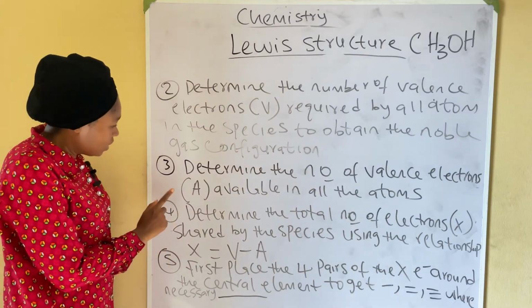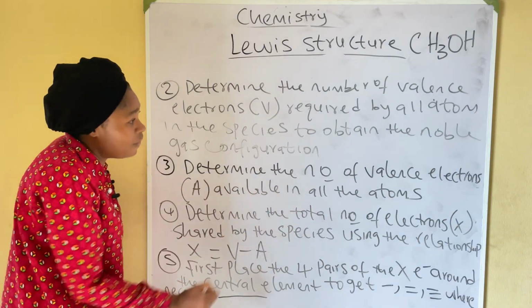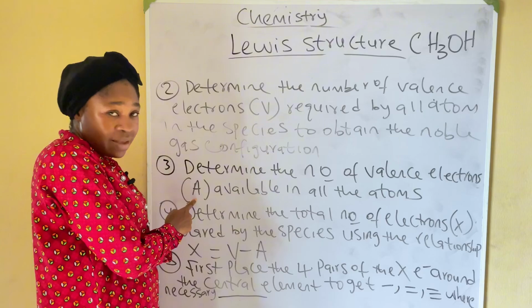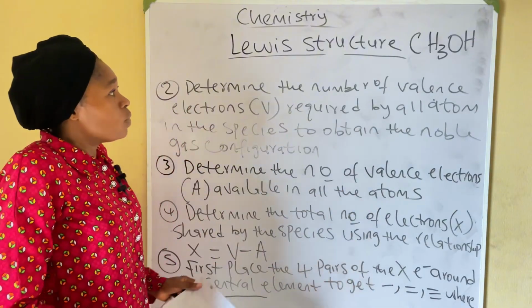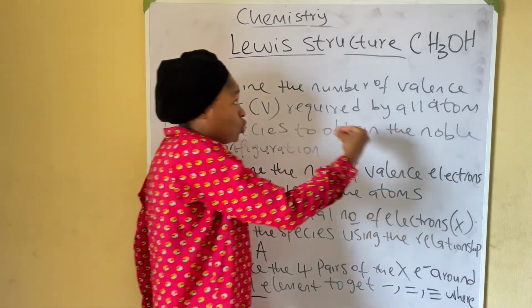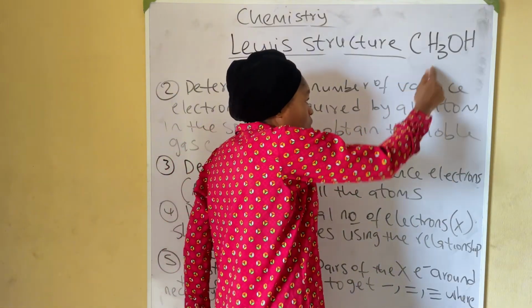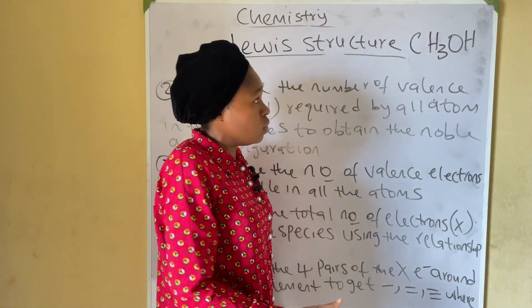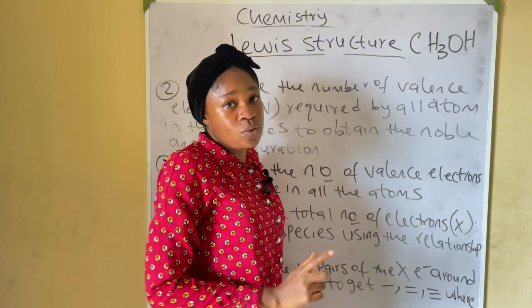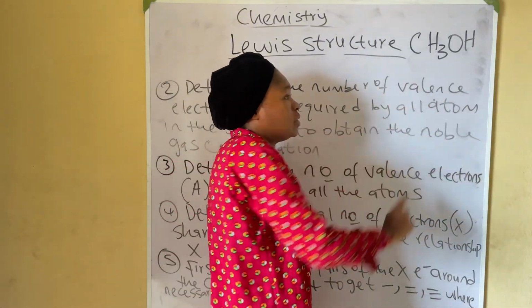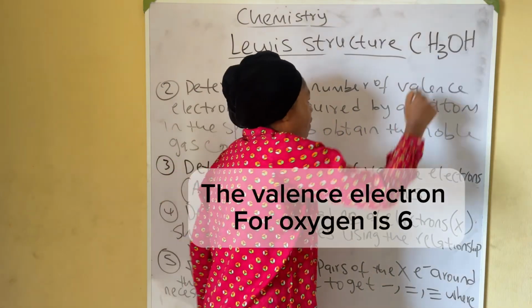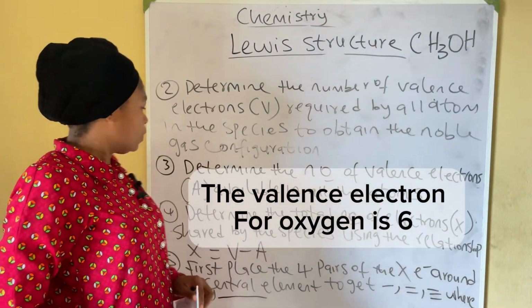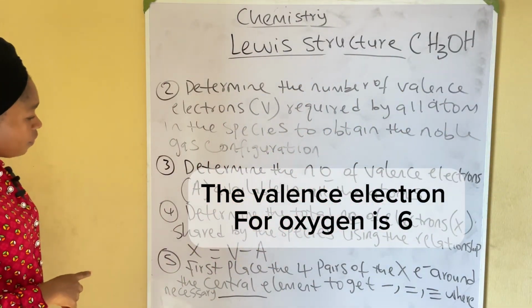Guideline number 3: determine the number of valence electrons, A, available in all the atoms. This is the valence electron of each of the elements in the molecule. For carbon, the valence electron is 4. What about hydrogen? The valence electron of hydrogen is 1. Oxygen, the valence electron of oxygen is 6.